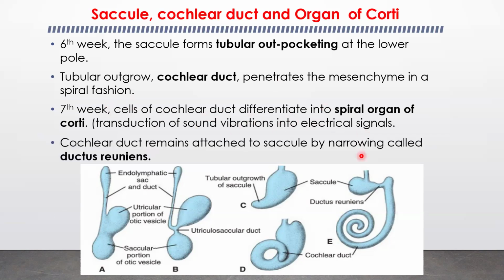And then histologically, this spiral organ of Corti is the one that enables the transduction of sound vibrations into electrical signals. And maybe to finalize, the cochlear duct remains attached to the saccule via the ductus reuniens. This is a narrow, the narrowing that is present between this cochlear duct and the saccule.